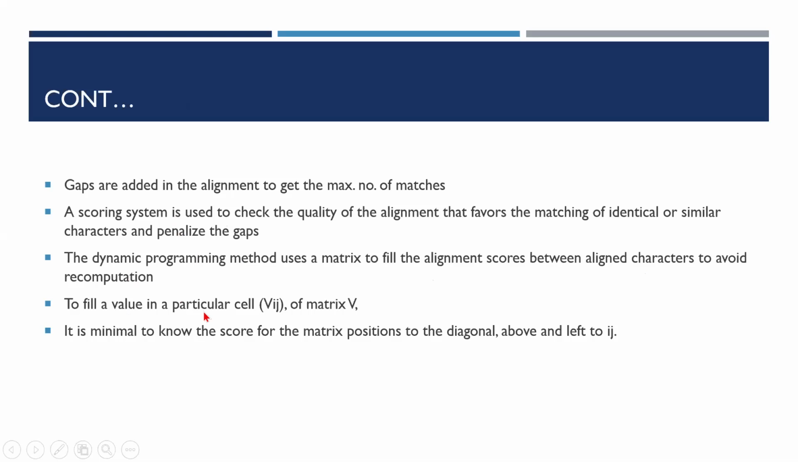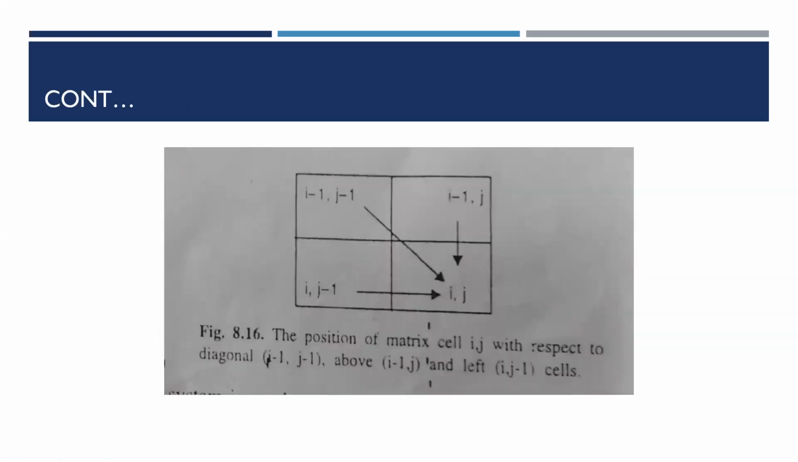To fill a value in a particular cell of the matrix, where the particular cell is Vij when the matrix name is V, it is required to know the scores for the matrix positions diagonal, above, and left to ij. Don't get confused. When I show the matrix and then explain, that would be clearer.